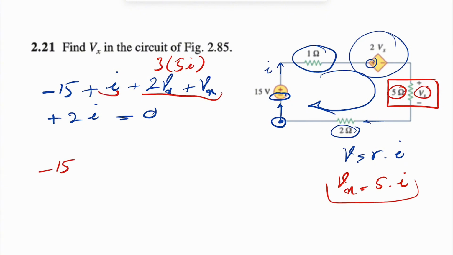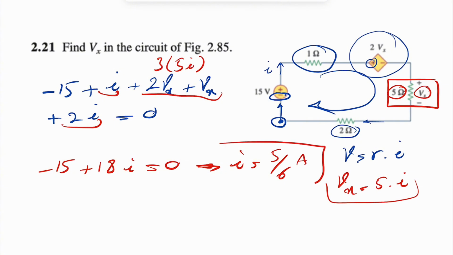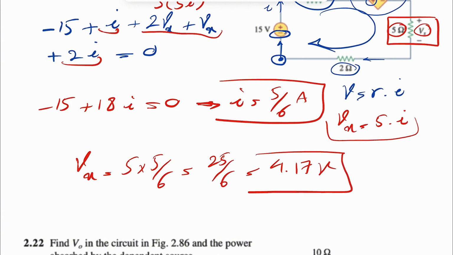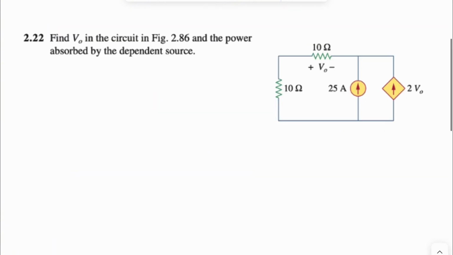So negative 15, plus 1I, plus 2I, so 3 plus 15 is going to be 18I equal to 0, and that's going to give us the current, which is basically 15 divided by 18, or 5/6 amps. So now that we have this, our Vx, as we talked about, would be 5 times 5/6, or 25 divided by 6, which will be 4.17 volts, the final answer for this question.